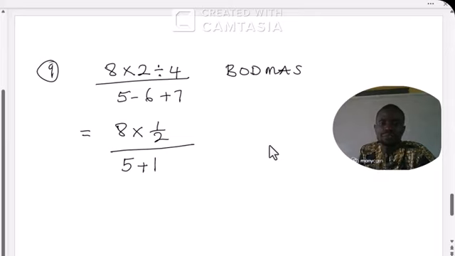And the operation up is 8 times half. 2 here, you see 2? 2 here gives 1, and 2 here gives 4. So we are left with 4. So the answer will be 4 over 6.